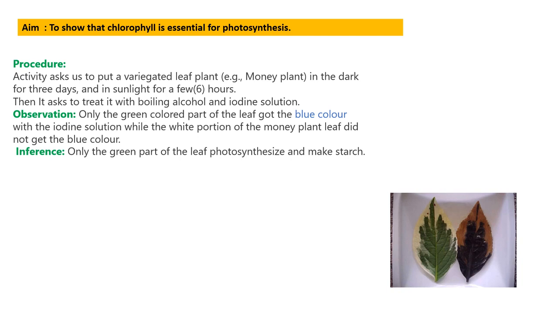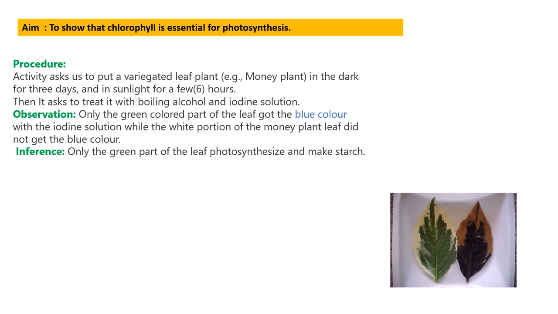Let's take the first activity. The aim of the activity is to show that chlorophyll is essential for photosynthesis. So let's first take the brief description of the procedure, observation and inference, then we will go into detail. The procedure says that in this activity we have to take a variegated leaf plant, that is a money plant, in the dark for 3 days and in sunlight for 6 hours.